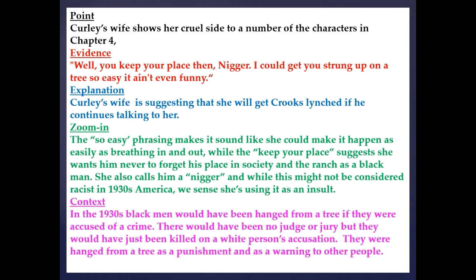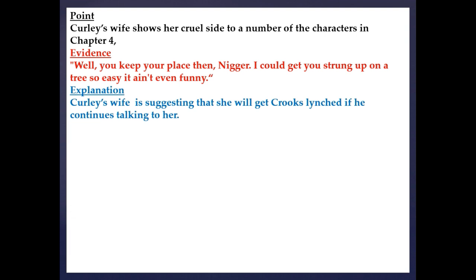So to finish the paragraph, we're going to talk about context. In the 1930s, black men would have been hanged from a tree if they were accused of a crime. There would have been no judge or jury, but they would have just been killed on a white person's accusation. They were hanged from a tree as a punishment, as a warning to other people.